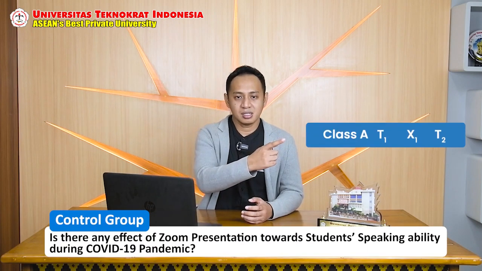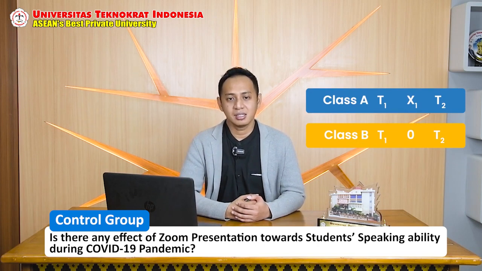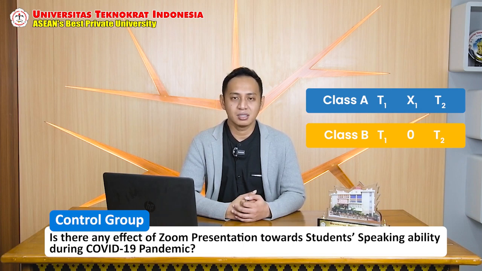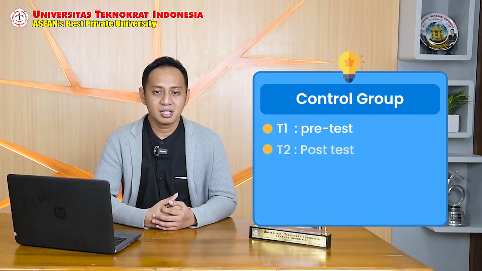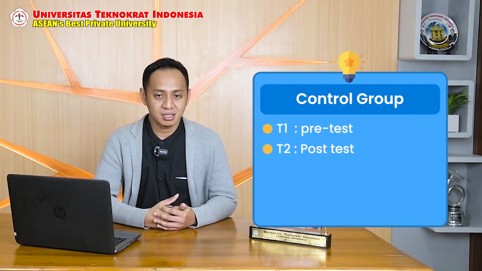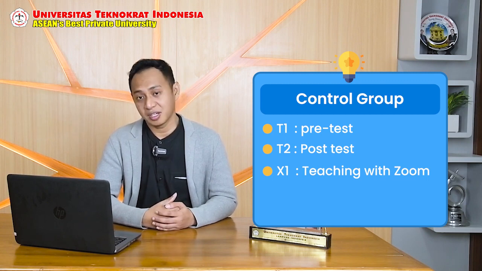So you can see here the design. Class A, T1, X1, T2. Class B, T1, O, T2. T1 means pretest, T2 means posttest. X1 is a treatment in class A. It is teaching with Zoom presentation, for example.